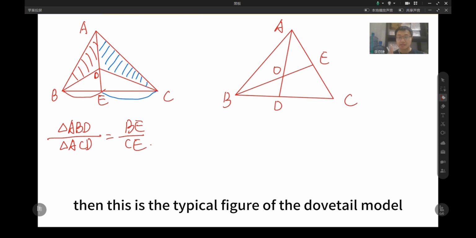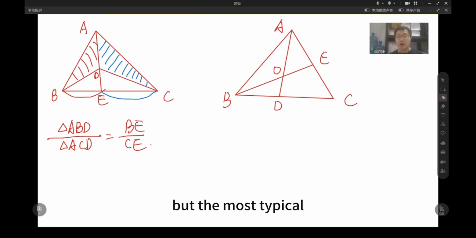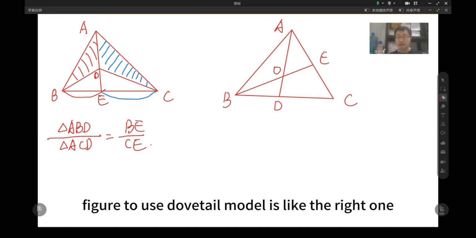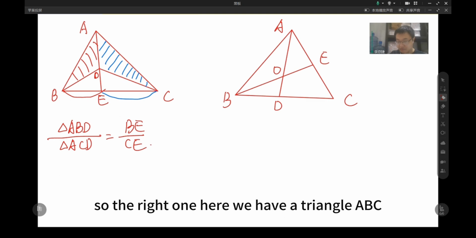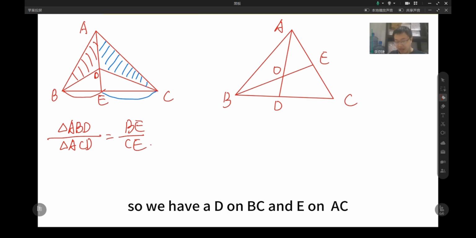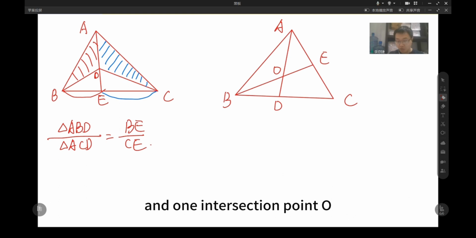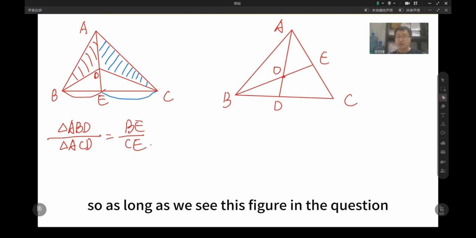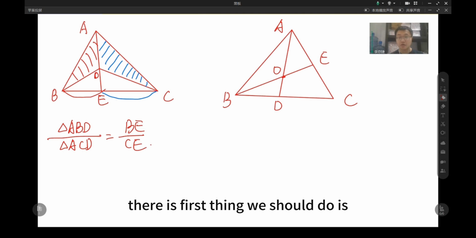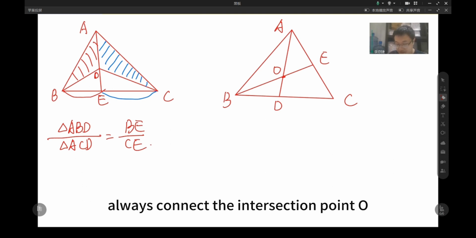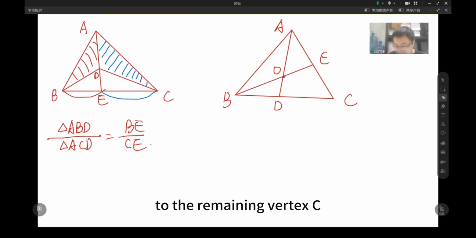This is the typical figure of the dovetail model, but the most typical figure to use the dovetail model is like the right one. Here we have a triangle ABC, right? We have D on BC, E on AC, and AD and BE are connected. So there is a triangle, two intersecting segments, and one intersection point O. As long as we see this figure in a question, the first thing we should do is always connect the intersection point O to the remaining vertex C.